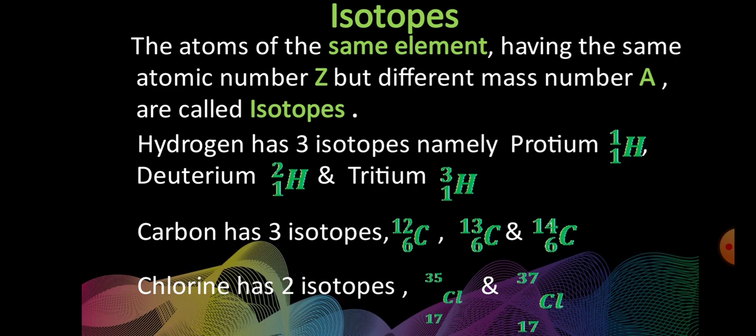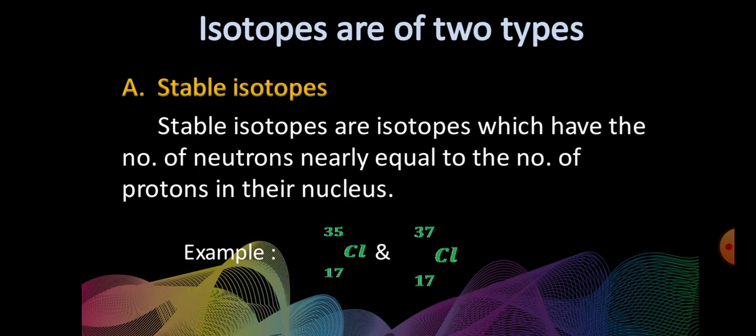Students, check with the examples given of carbon and chlorine. For your kind information, tin has the largest number of isotopes, that is 10. Isotopes are of two types: stable isotopes and unstable or radioactive isotopes. Stable isotopes, as the name suggests, are isotopes which have the number of neutrons nearly equal to the number of protons in their nucleus.